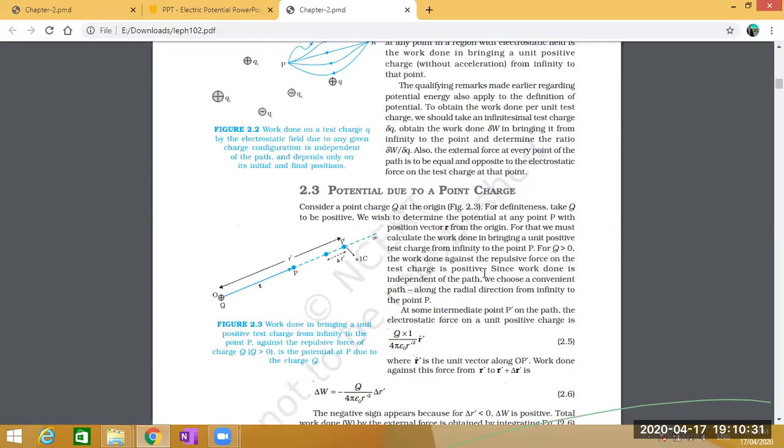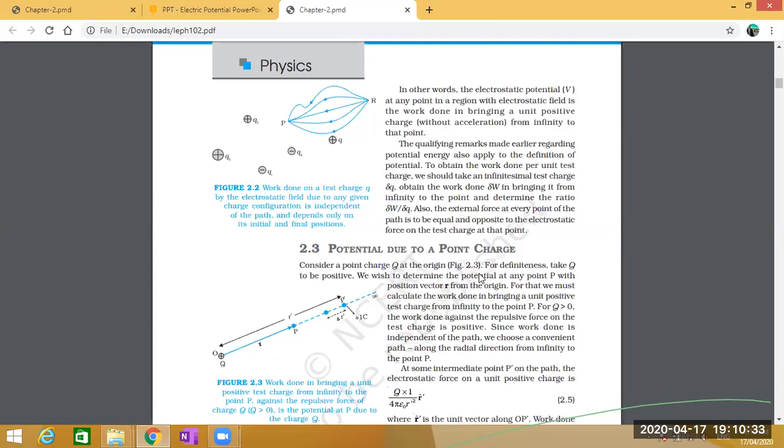Now the next thing is that the qualifying remarks made earlier regarding the potential energy also apply to the definition of potential. To obtain work done per unit test charge, we take an infinitesimally small charge that is called test charge and obtain work done due to bringing it through a small distance dr, and after that you have to integrate this.